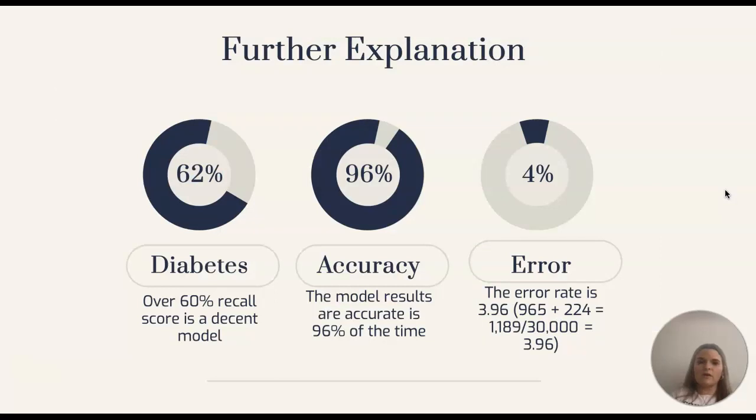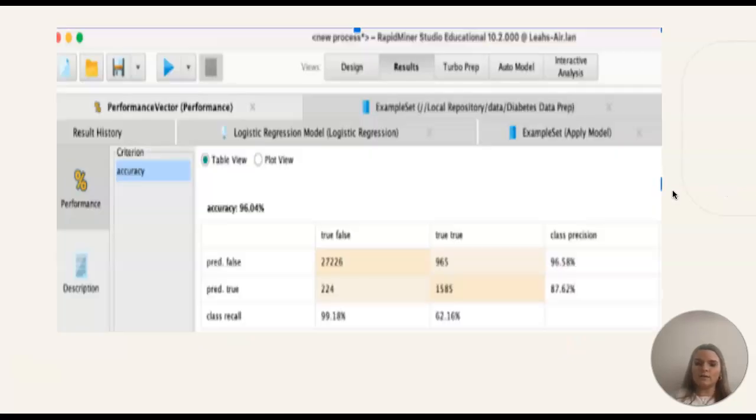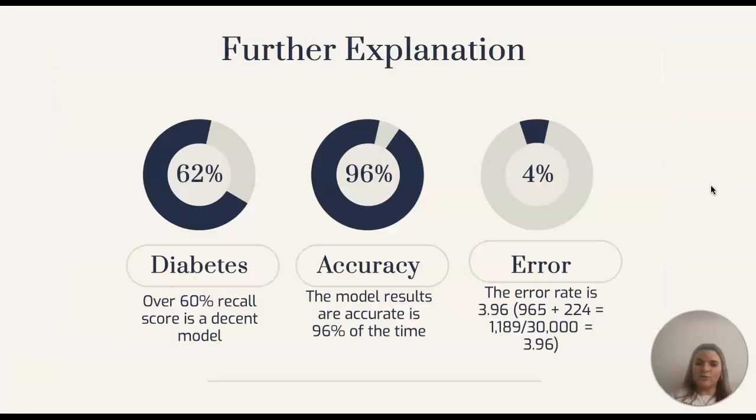And then just to go over for some further explanation, it was about 62%. Over 60% recall score is a decent model. That means about 60% of the time we'll check if someone does have diabetes. Accuracy is about 90% accurate, and then the error rate is 3.96. So how I got that was adding the 965 and 224 together, which happens to be 1,189, divided by the 30,000 patients that we used in this data set, and it's 3.96. So 96 plus the basically 4% is where you get 100% of the data.